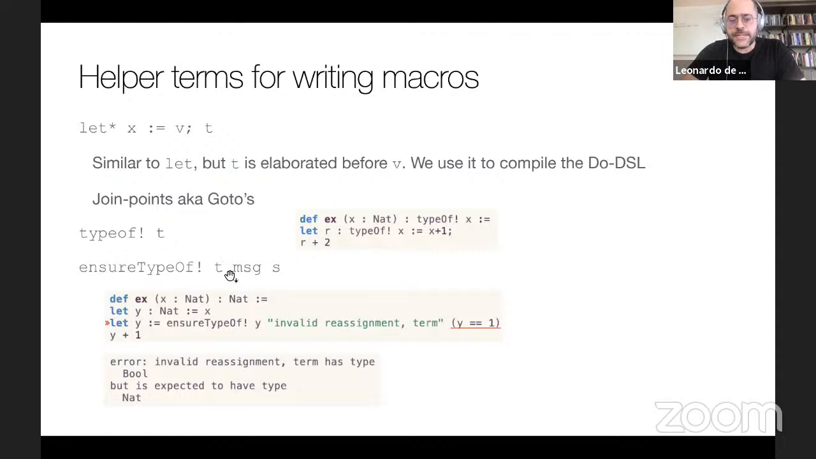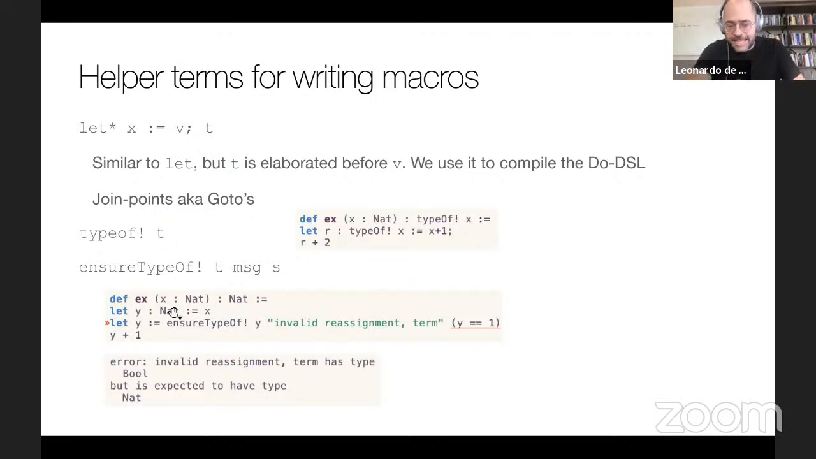Another useful helper term is this ensure type of, where you have two terms, T and S, and a custom error message. For instance, here's an example where I have y, and I'm trying to redefine y, and I'm saying ensure type of: this term here must have the type of y, that's a Nat, but here is a Boolean. And you get this nice error message now: invalid reassignment, term has type Bool, but is expected to have type Nat. This is also helpful when you're creating your own GSLs.